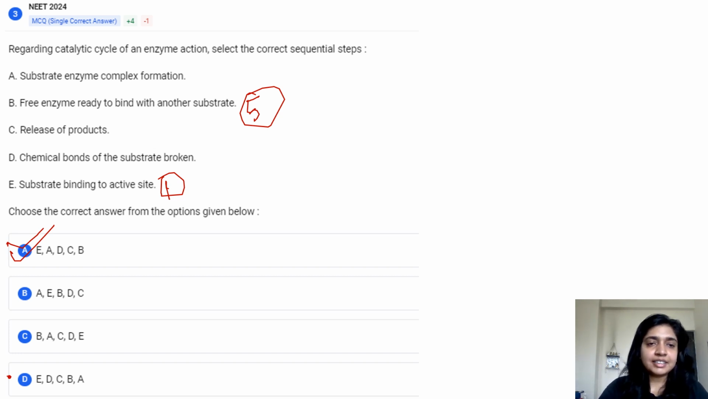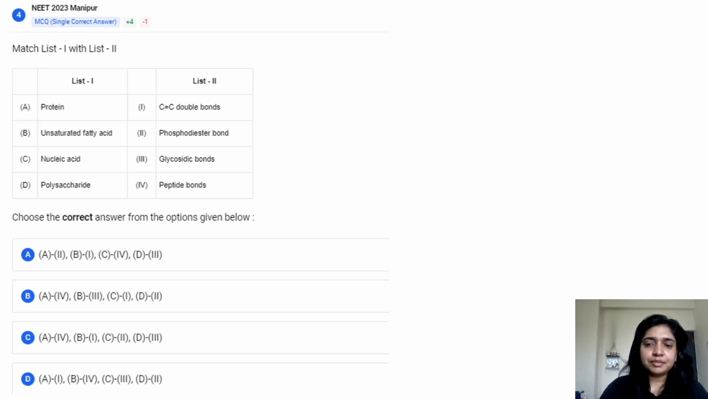So E then A, substrate enzyme complex formation makes sense. Then D, chemical bonds of the substrate is broken. After the formation of product, there is release of products, after which free enzyme is ready to bind another substrate. Okay, so now we have to match.